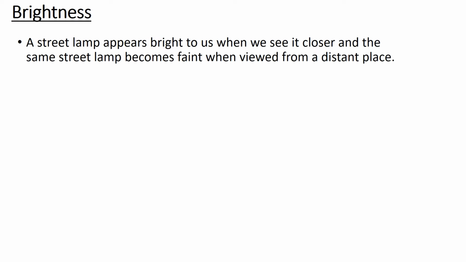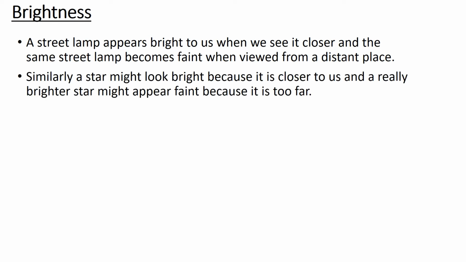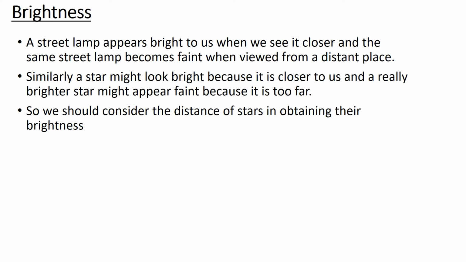Now let's discuss brightness. When you observe a street lamp closely, it appears bright to us. But when the same street lamp is observed from a distance, it appears faint. In the same way, a star might look bright because it is closer to us, and a really brighter star might appear faint because it is too far. So we should consider the distance of stars from us in obtaining their brightness.